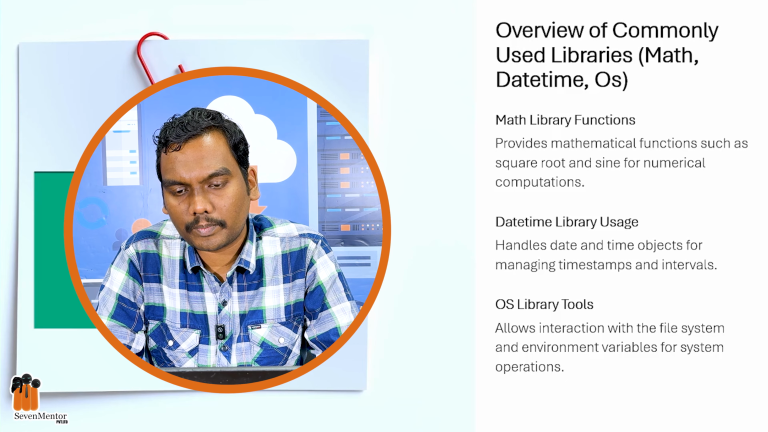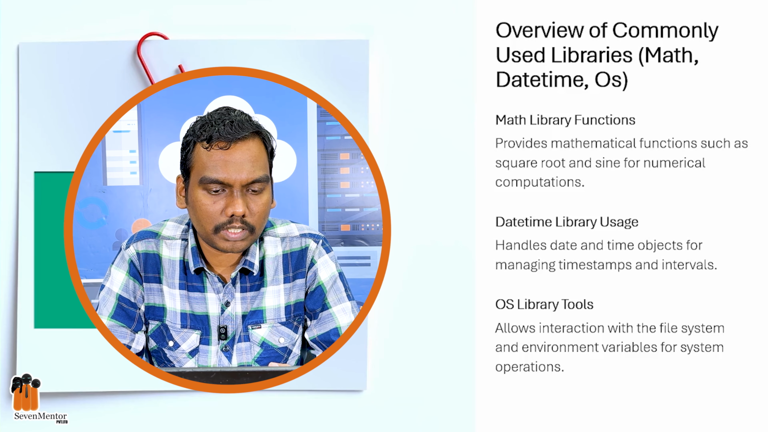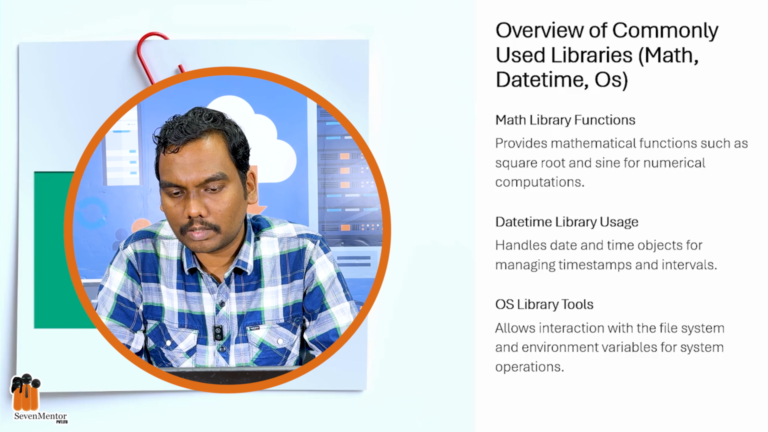If you want to perform web scraping, you can go with Beautiful Soup. If you want to generate random numbers, you can go with random. If you want to perform some array manipulation, you can go with numpy. If you want to perform some data frame manipulation, you can go with pandas. So based on the requirement, you can go with different libraries.